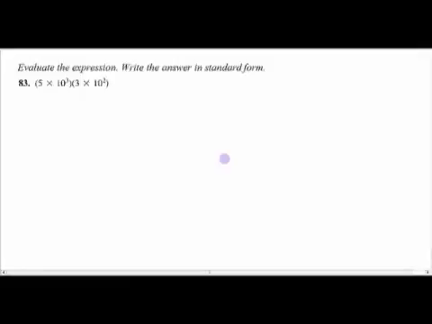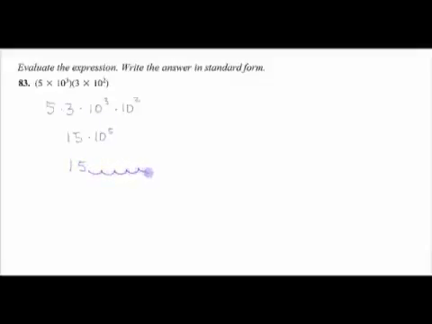Evaluate the expression and write the answer in standard form. First, I have 5 times 10 cubed, and I'm multiplying that by 3 times 10 squared. Well, everything is being multiplied here, so I can rearrange and make this 5 times 3 times 10 cubed times 10 squared. This gives me a 15 times 10 to the, I'm multiplying numbers of the same base, that means that I'm going to add the exponents. So I have a 15 with the decimal point moved to the right 5 times.